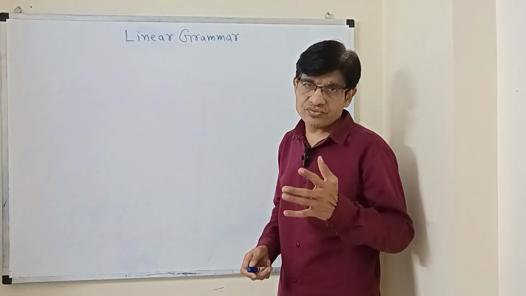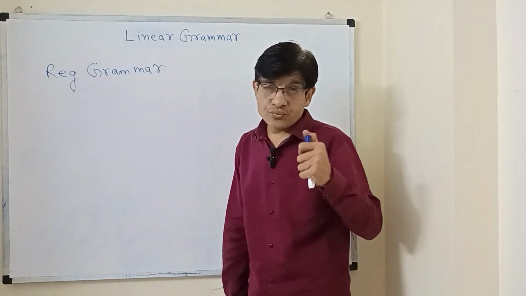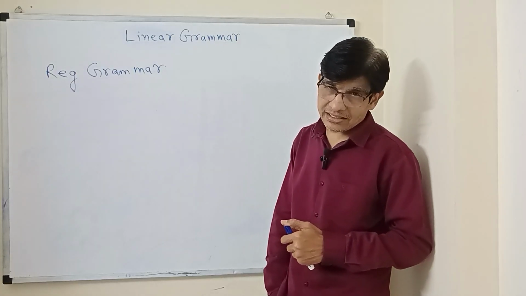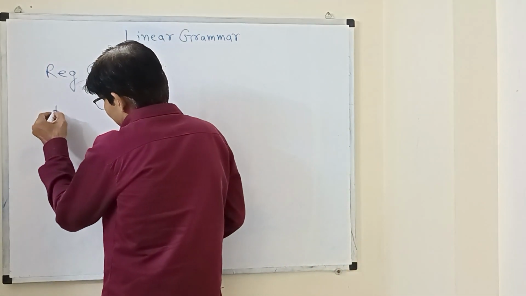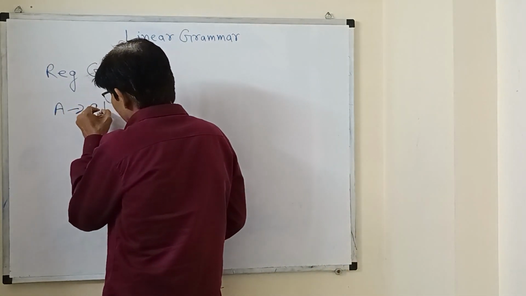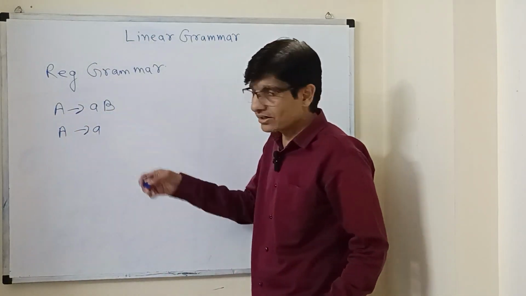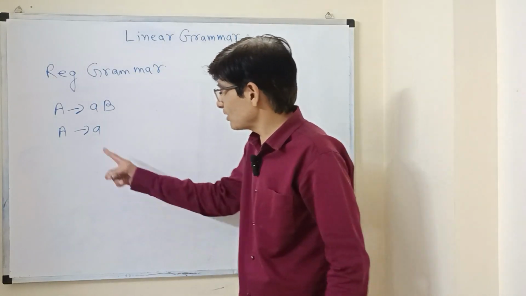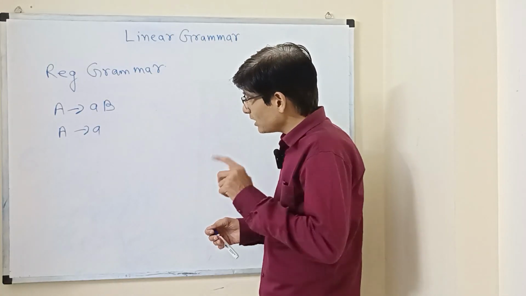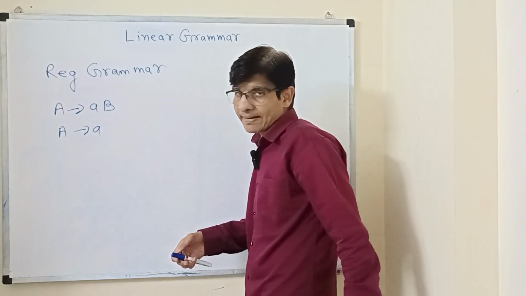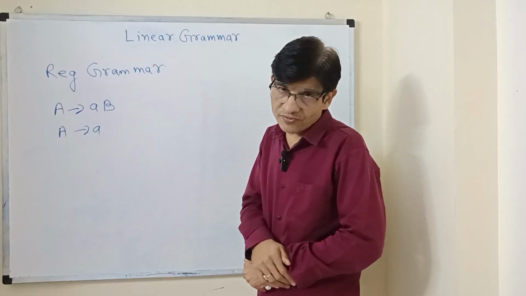Linear grammar is one form of regular grammar. As you know, friends, regular grammar is the fourth kind of grammar in the Chomsky hierarchy, and all the productions of this grammar are of the form A gives aB and A gives small a. These two kinds of productions are possible in regular grammar. And if your grammar is generating epsilon, then you can have only one production with epsilon in regular grammar. As I told you, linear grammar is one form of regular grammar.